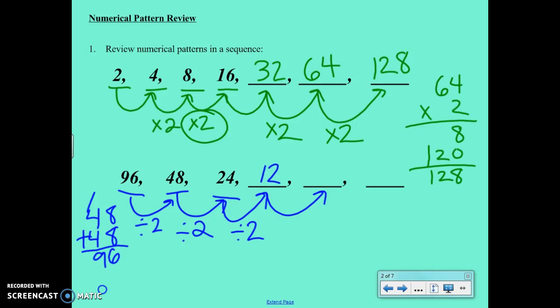12 divided by 2, well, what I need you to do now is pause the video and fill in the last two terms for this numerical pattern. Hopefully you got 6 and 3 for the next two terms in our decreasing numerical pattern.